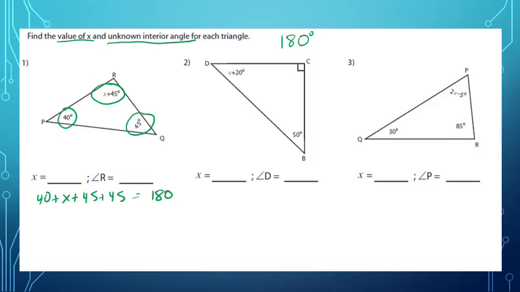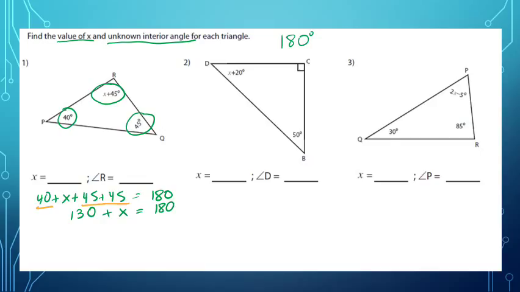Now one of the things we talked about in class is that you need to combine like terms. Any numbers that I see by themselves, such as 40 plus 45 plus 45, those are like terms that I can combine. If I had more terms with x terms, like 2x plus 3x, I could combine those too. So I'm going to add these together. 45 plus 45 would be 90. 90 plus 40 would be 130. So 130 plus x equals 180.